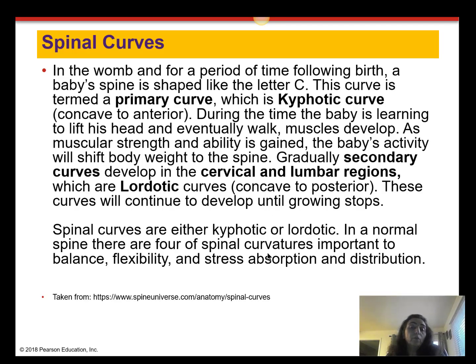So this is just all the things that I mentioned regarding the primary curve, that we call kyphotic curve, and they are concave to the anterior, and those include the thoracic and sacral region. And the secondary curves that develop afterward due to the development of the areas of the cervical and lumbar, we call them lordotic, that they are concave to the posterior.